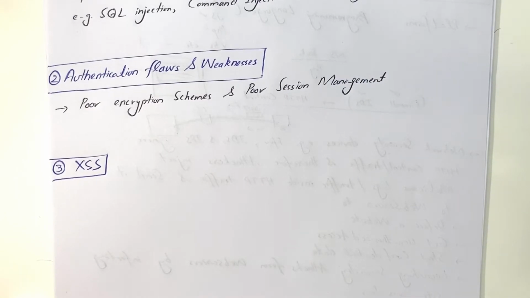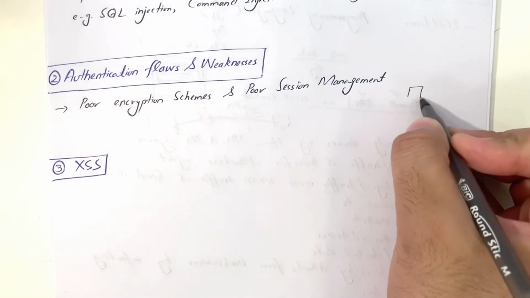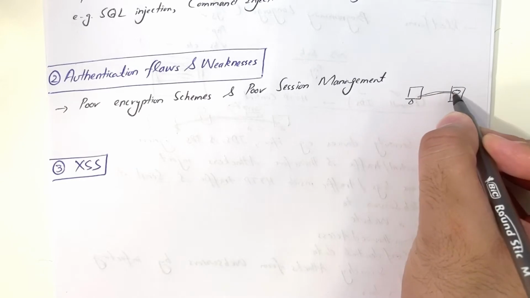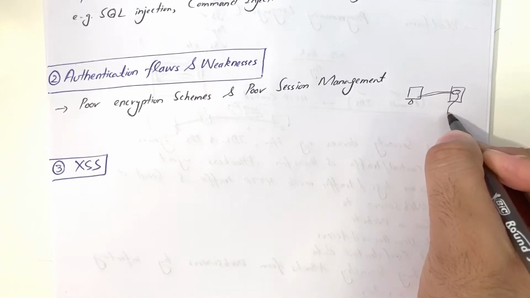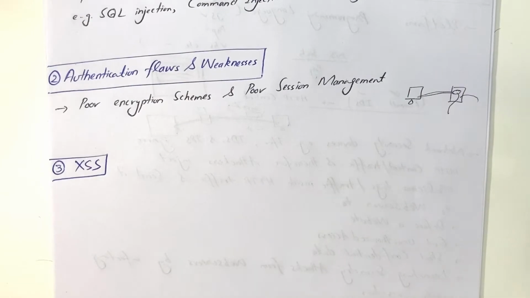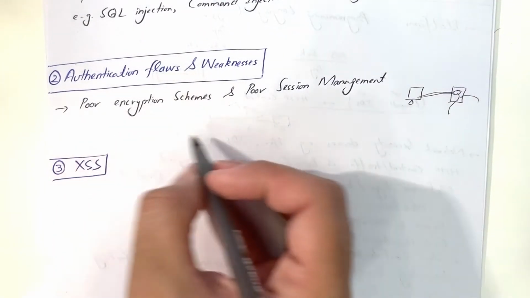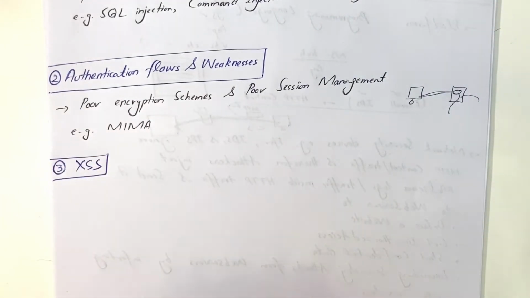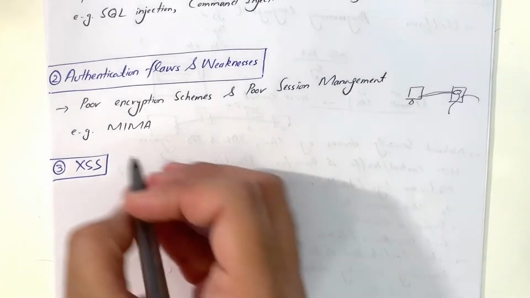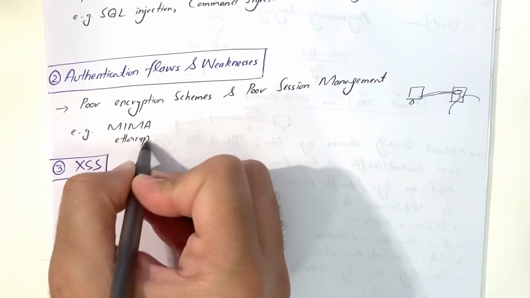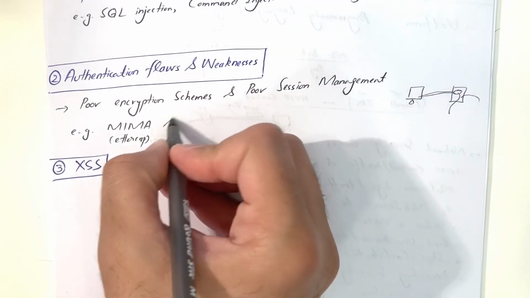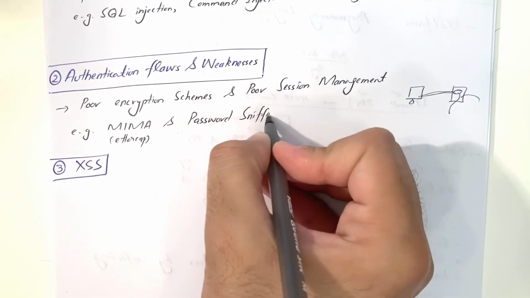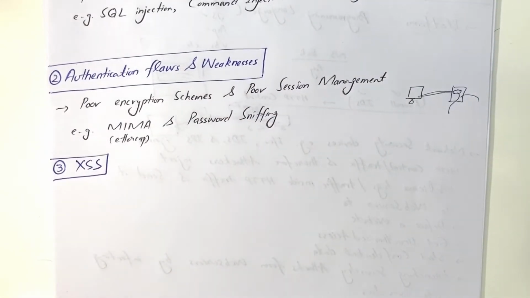If anybody steals your session cookie in an active session, so let's say this is the website, and the user has accessed this website. If somebody steals the session cookie and you are actively using that website, they can log in as you during that session and do whatever they want to do. Attack examples are man in the middle attack. We will practice man in the middle attack by using Ettercap. The tool is Ettercap. We will use that tool in our lab. And password sniffing. These are the two common attacks for authentication flaws and vulnerabilities.